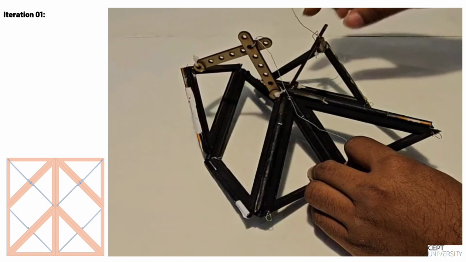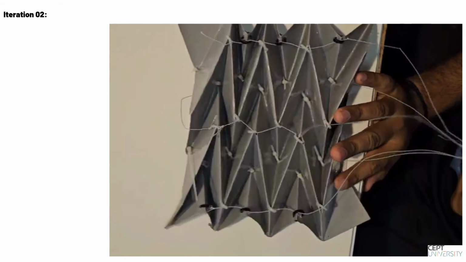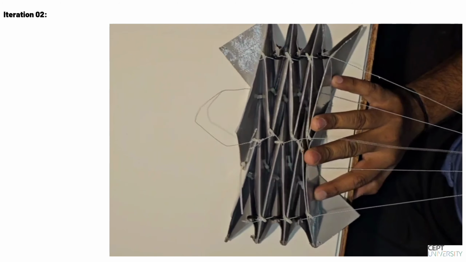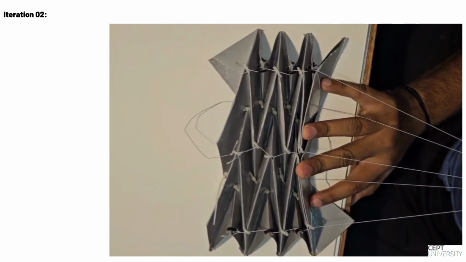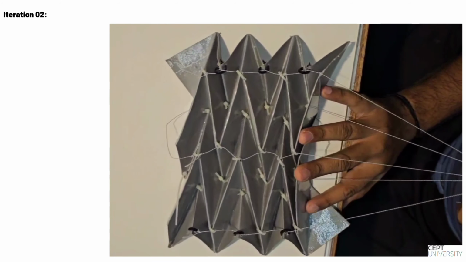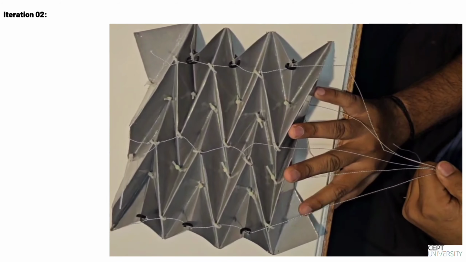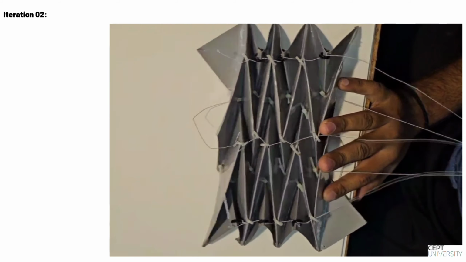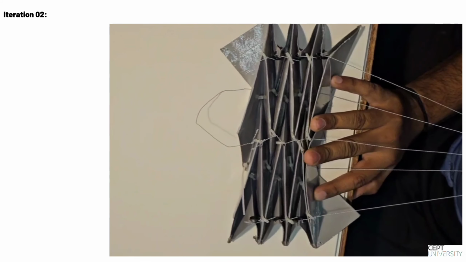To improve the previous iteration, I introduced cable based actuation at each vertex of the Mura fold geometry, enabling synchronized folding. This system enhanced control, making transitions smoother, more responsive, and precise by translating manual force into coordinated movement.